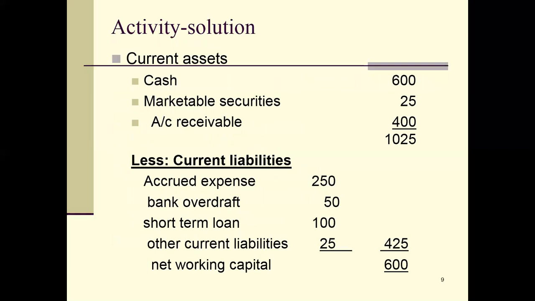So this is the technique that you will apply. You will take all the current assets, you will minus all the current liabilities, and your working capital is 600. This is the fund that you need to invest in the business to operate and manage your working capital.